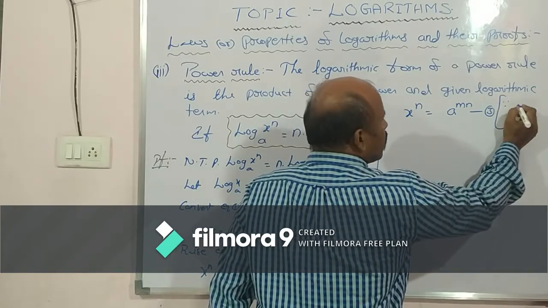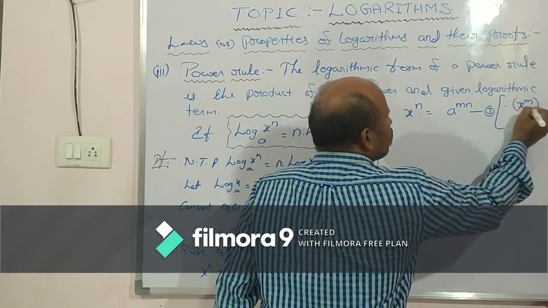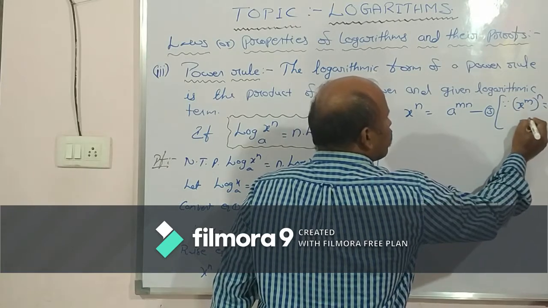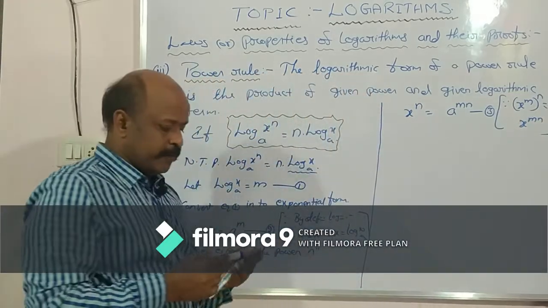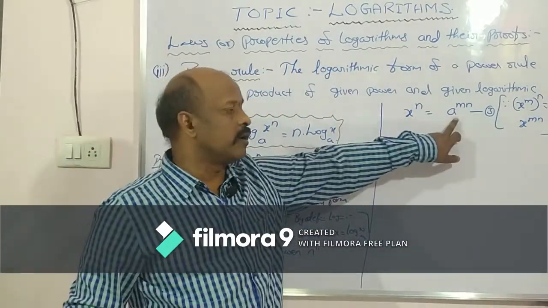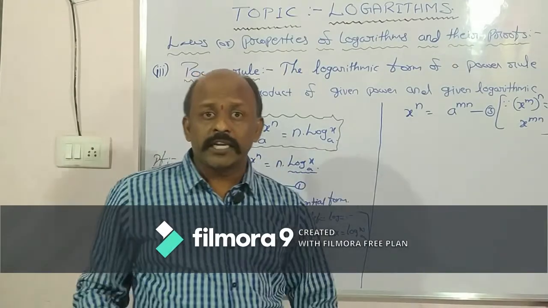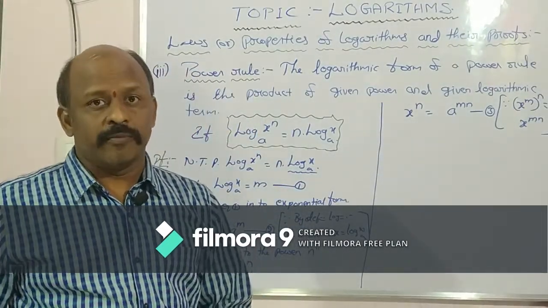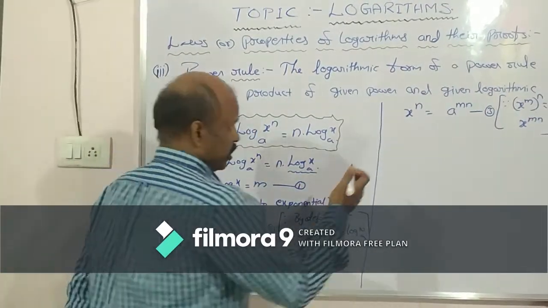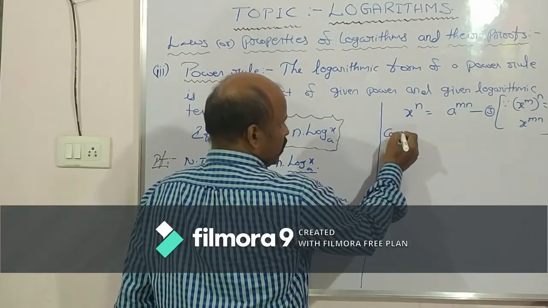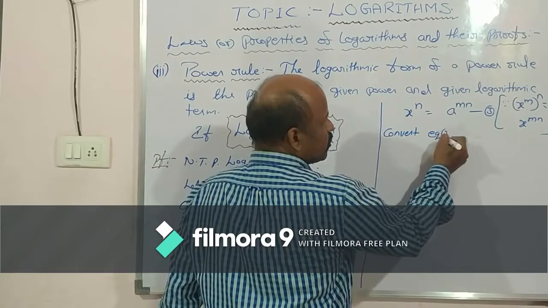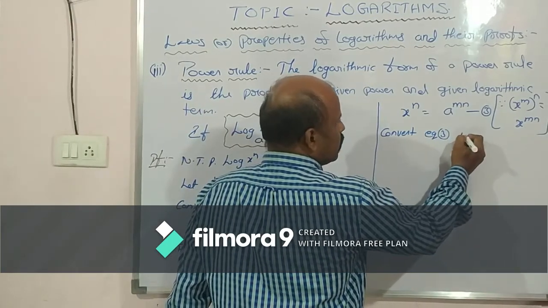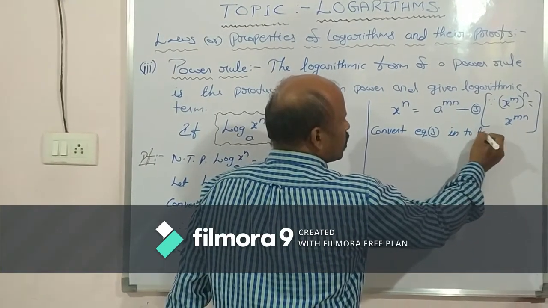Since we have one formula, x power m whole power n is equal to x power mn. So here equation number 3 is again in exponential form. This one I am going to write in logarithmic form. So convert equation number 3 into logarithmic form.